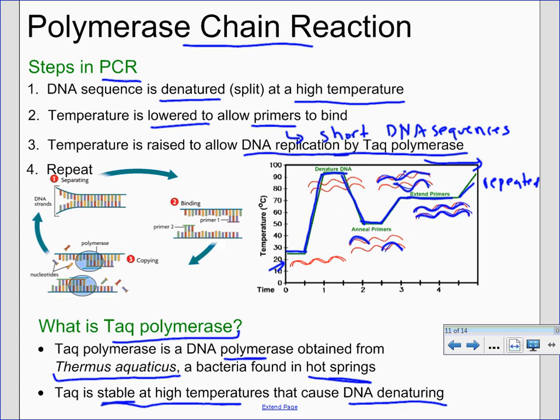So the temperatures get increased to split that DNA. Temperature gets lowered to allow those primers to bind. Temperature gets raised to allow Taq polymerase to do its thing. This process gets repeated anywhere from 20 to 25 times to allow that DNA to be amplified in quantity. And then once that DNA is amplified in quantity, it can be sequenced or visualized by a process called gel electrophoresis.